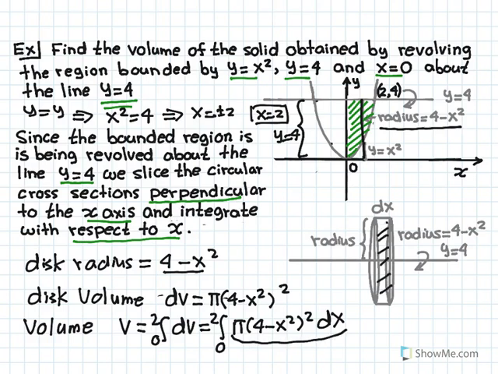And it's very important that you convince yourself that that's a differential volume, because simply, differential volume is pi times radius squared. The radius is 4 minus x squared, all squared dx. It's very important that we get the right radius, because the rest of the question is very easy, but a common mistake is not having the radius set up correctly. So pay special attention to that.